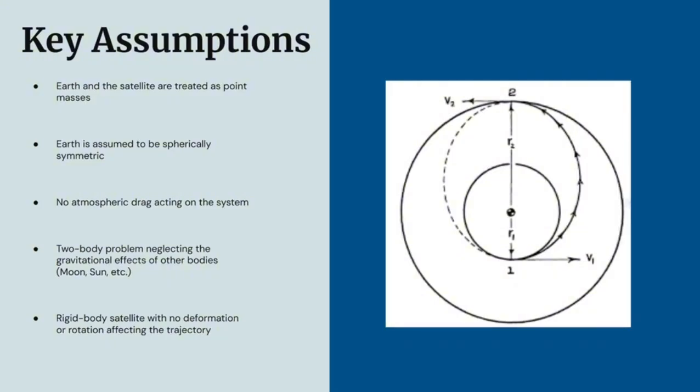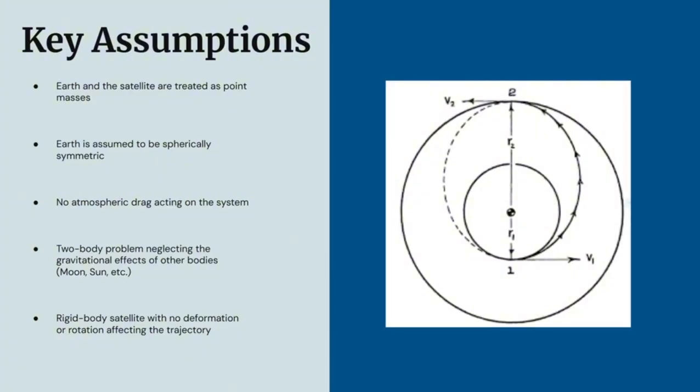What are the key assumptions that we made? We modeled the Earth and the satellite as point masses, a valid approach because their physical sizes are negligible compared to the orbital distances. We assumed Earth is perfectly spherical, which is nearly true for most practical purposes, and we neglected atmospheric drag since its effects are minimal above 200 kilometers altitude.